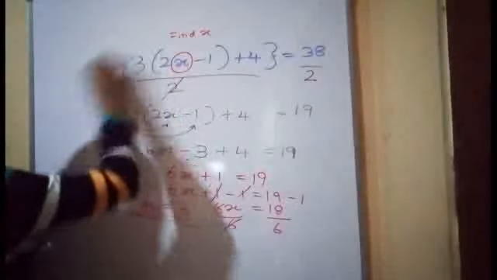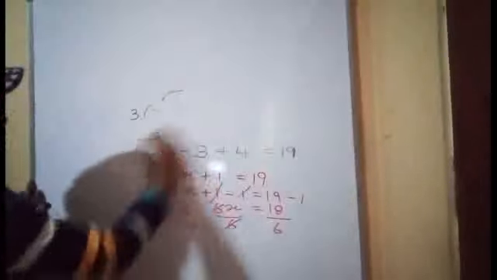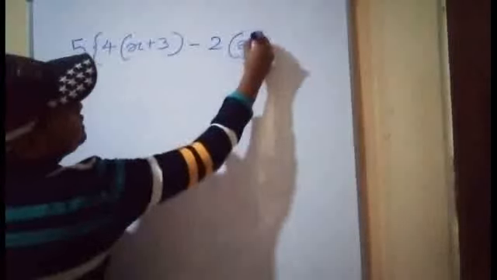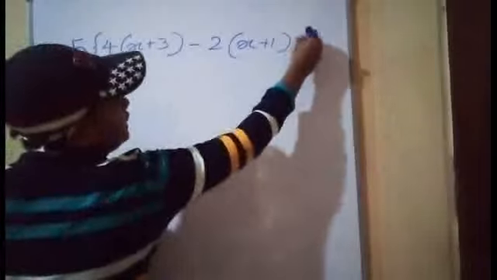So let's do the second example about these brackets. So what is the next one? Okay, solve 5 in the curly brackets 4 x plus 3 minus 2 x plus 1 equal 72.